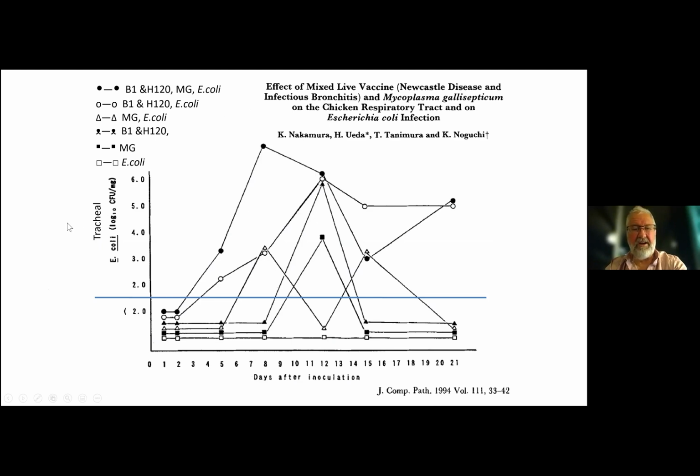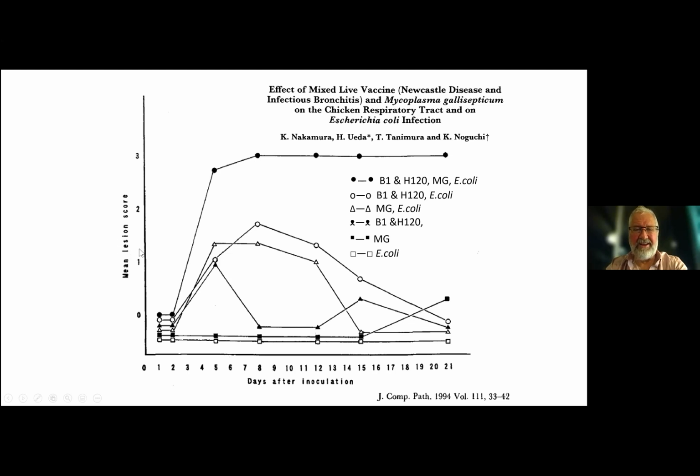Here's a typical experiment where by putting different agents in, and here the worst one is B1, Newcastle, IB, MG, and E. coli, and that has the highest number of E. coli counts in the trachea of the bird. And as you drop out these agents, including MG, the diseases that you see, or the amount of E. coli you see in the trachea decreases. And they did lesion scores as well, and they can see that there is an increase with more of the agents in there. It becomes very chronic instead of resolving and getting out of it.